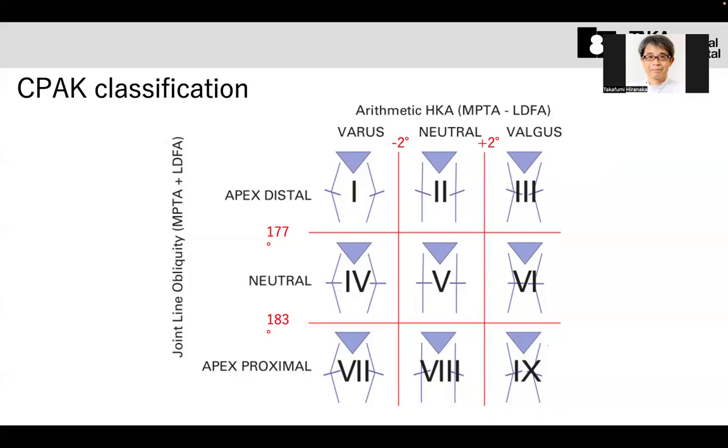Arithmetic HKA means the global leg alignment, and the joint line obliquity is the inclination of the joint line, and these are categorized into nine categories: 1, 2, 3, 4, 5, 6, 7, 8, 9. And this is the varus apex distal.